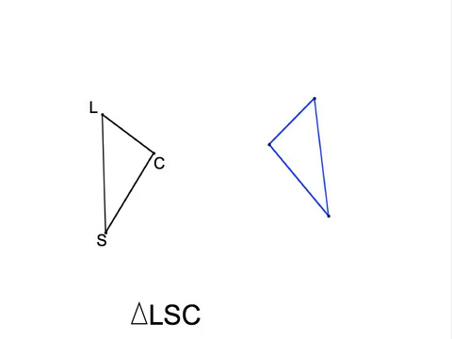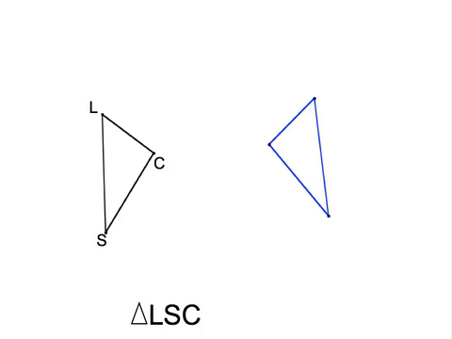You're looking at a triangle. And now we're going to label each vertex of the triangle with capital letters. And we're going to call this triangle LSC. And now you're looking at a second triangle on the right.